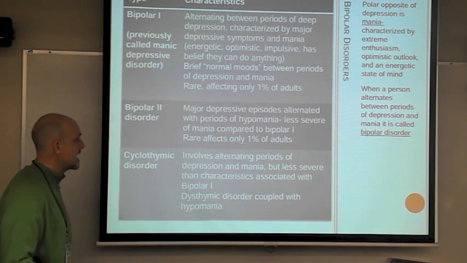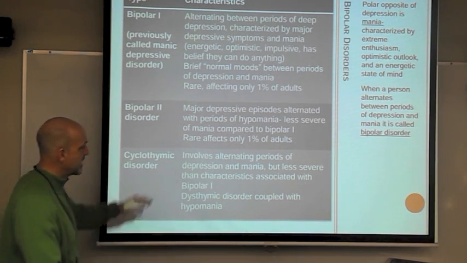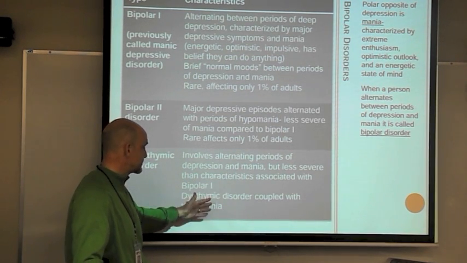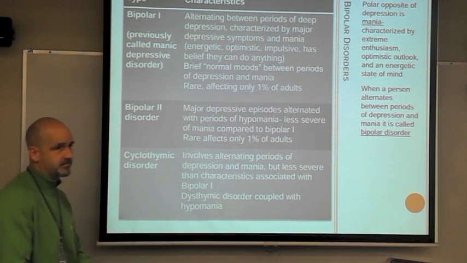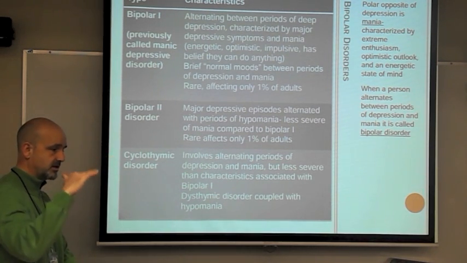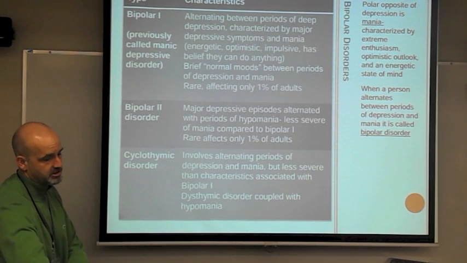Now, cyclothymic is very comparable to dysthymic disorder. It's a milder form of bipolar. So it's milder forms of depression and milder forms of mania. Now, again, it still is going to alternate. So they're going to have one extreme and then simply back it down with a period of depression.